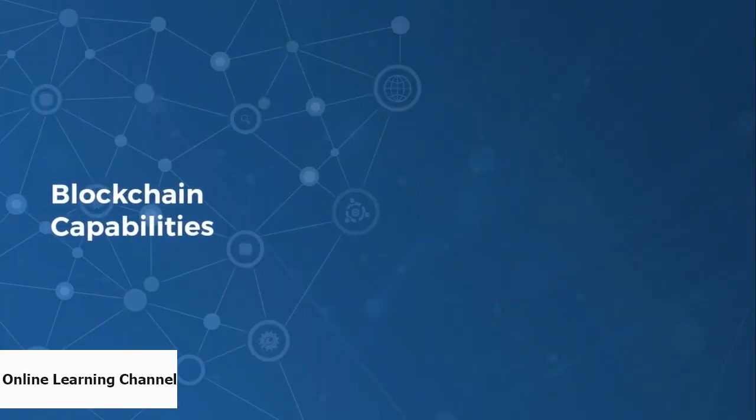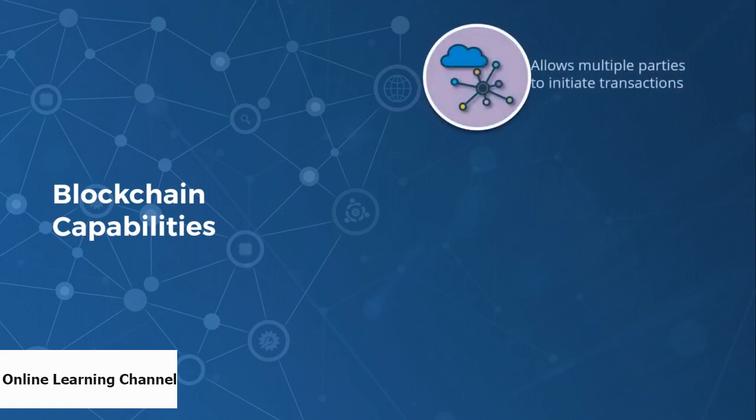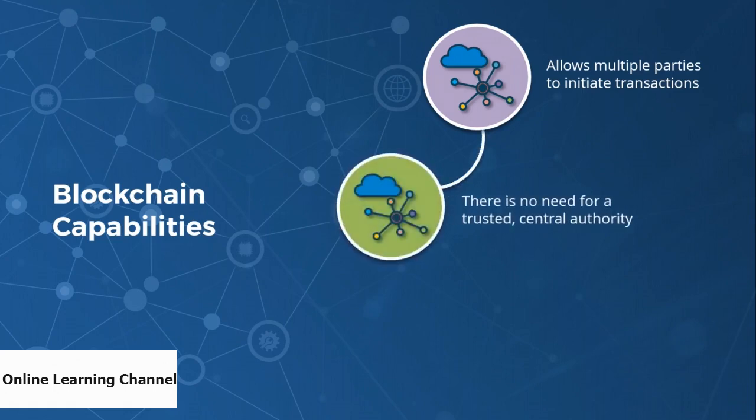So now that we understand how exactly a blockchain network comes to a consensus on what the state of the blockchain should be, let us review the capabilities of a blockchain network. We have seen that a blockchain network like Ethereum allows multiple parties to initiate transactions. In fact, anybody who joins the network has the ability to do so. In such cases, there is no need for a trusted or central authority to validate any transactions.